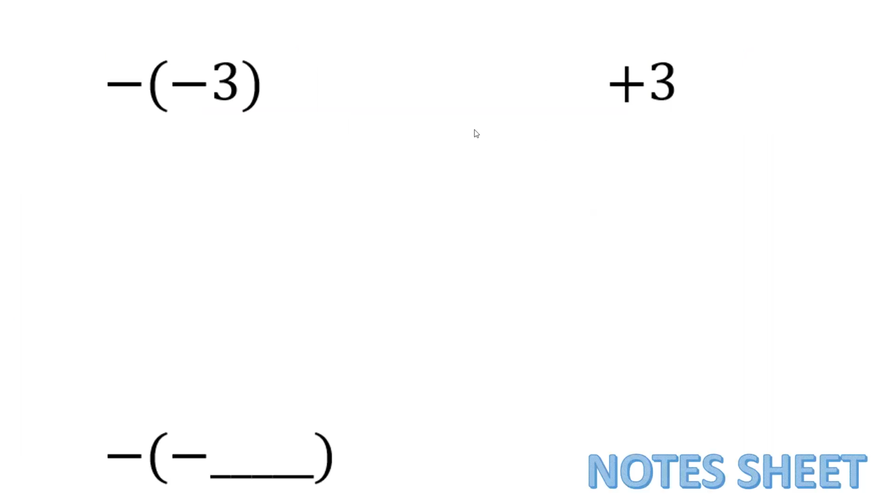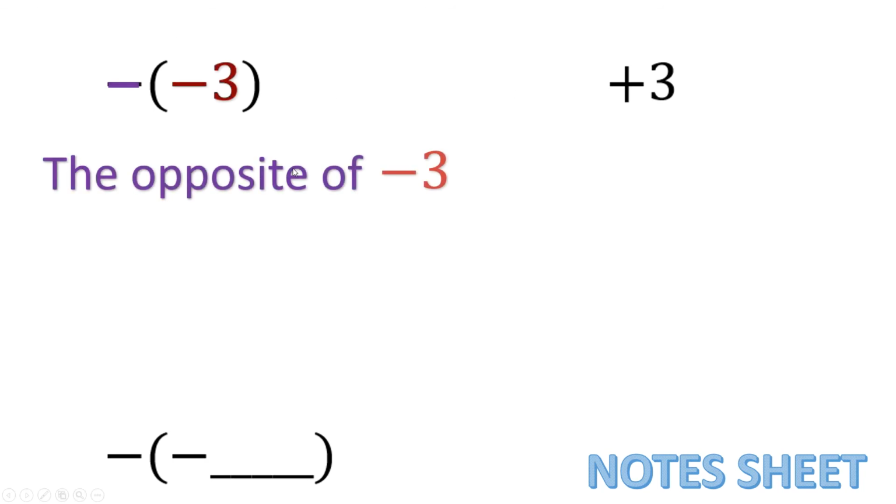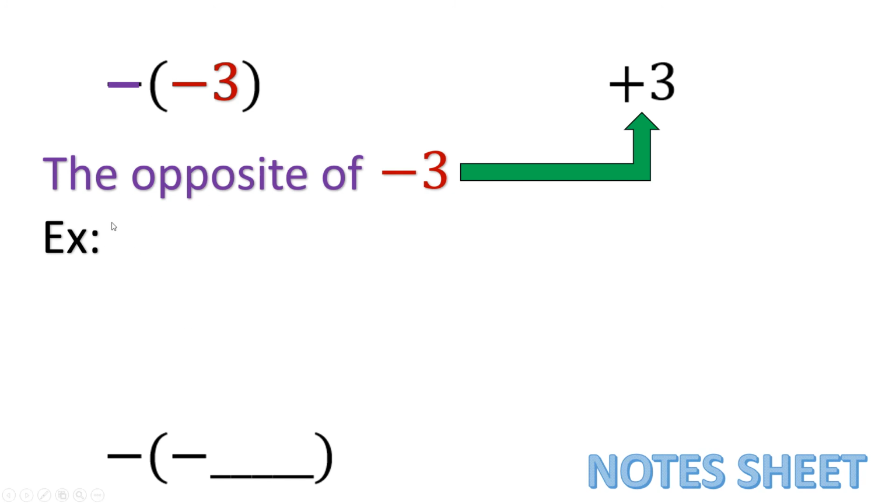You'll see that there's a negative 3. I would like you underneath this to write the opposite of negative 3 and then put an arrow to the positive 3. In class, we did another example, but you don't have to write that in your note sheet. And then we came up with student ideas in class.